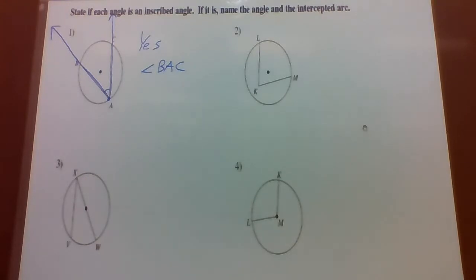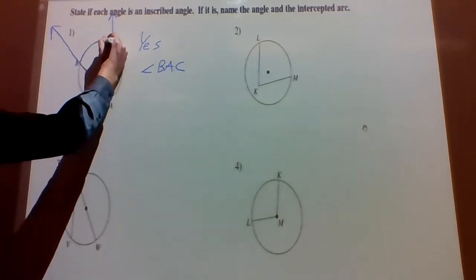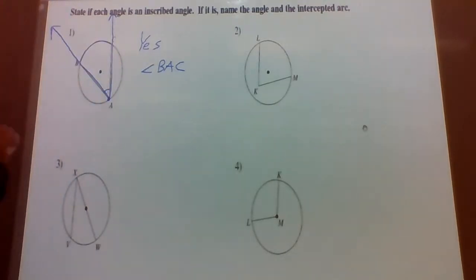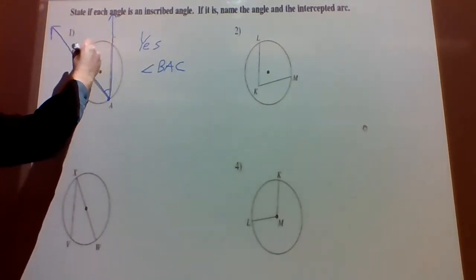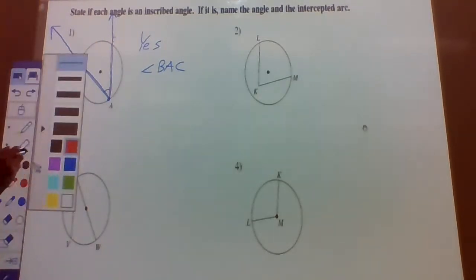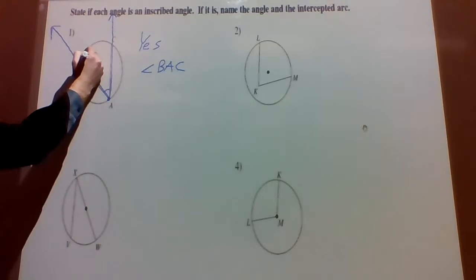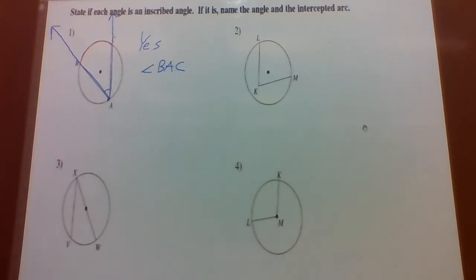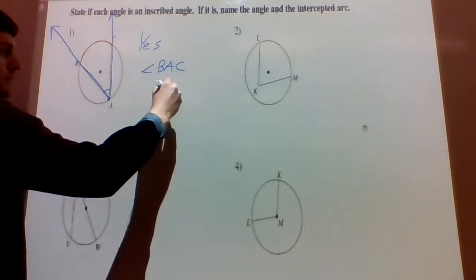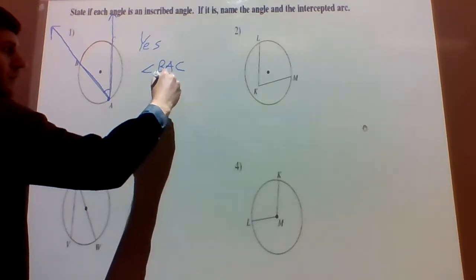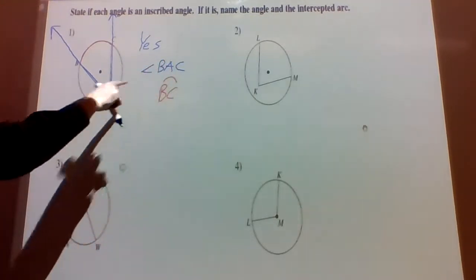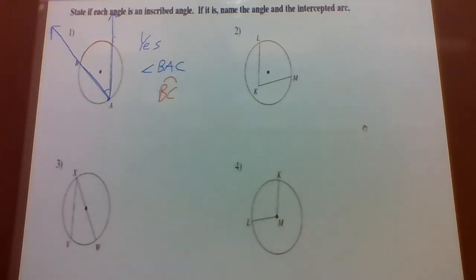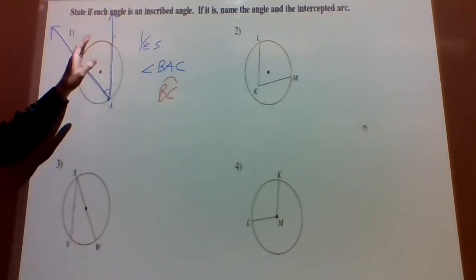The intercepted arc is the part of the circle that is between the two rays of the angle, or inside of the angle. So the intercepted arc is going to be BC. It's the arc that is inside of the angle. So that is the minor arc BC. Angle BAC is the inscribed angle, and arc BC is the intercepted arc, the points on the circle that are on the interior of the angle.